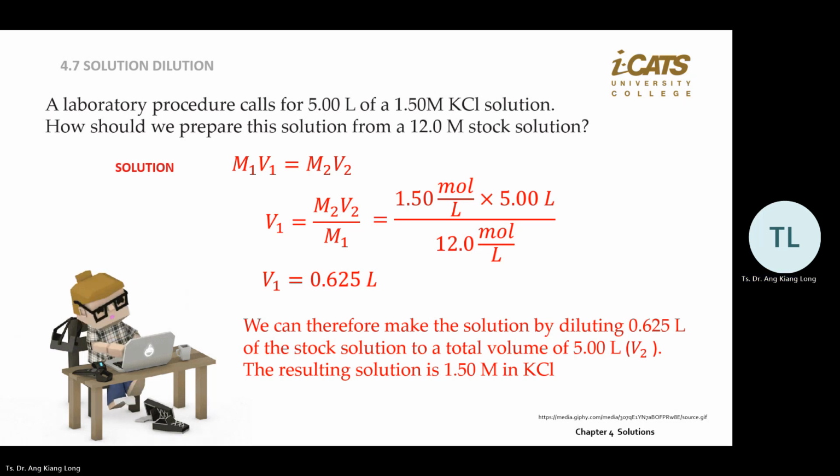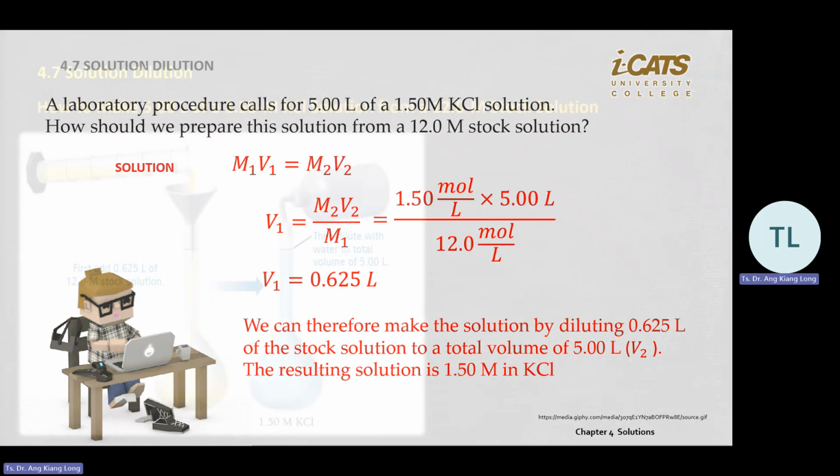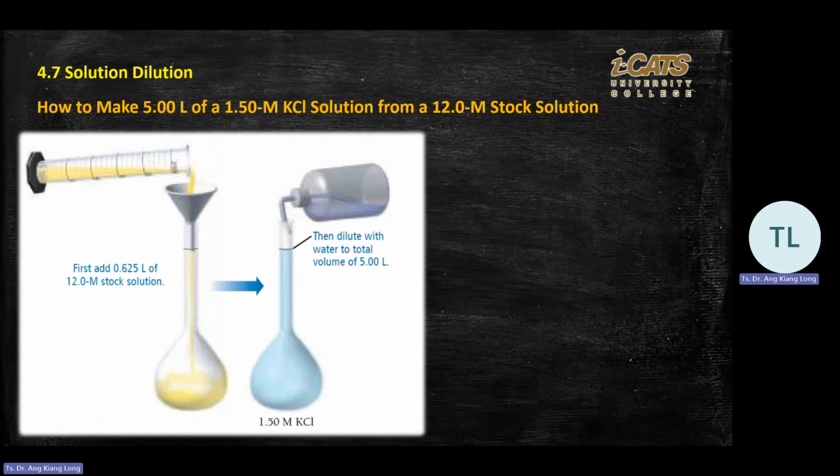Any question on these slides? This is just an illustration of how you make 5 liter of 1.5 mole solution from a stock solution of 12 mole. You calculated just now 0.625 liter. You pour 0.625 liter of 12 mole stock solution inside the empty flask. Then you dilute with water, adding the water until the marking on the 5 liter flask. This is how you prepare 1.5 molarity of KCl.